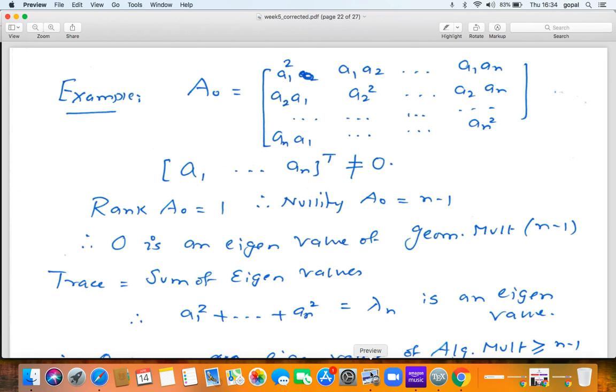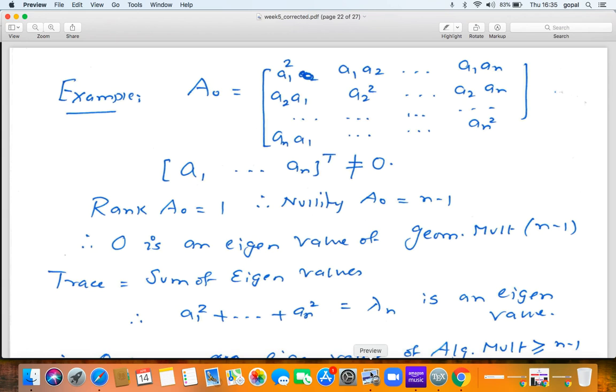Now I'm going to assume that these a1, a2, ..., an are not all 0. That means as a vector, (a1, a2, ..., an) is a non-zero vector. I'm going to assume that. If all the a's are zero, it is uninteresting. At least one of the a's is non-zero.